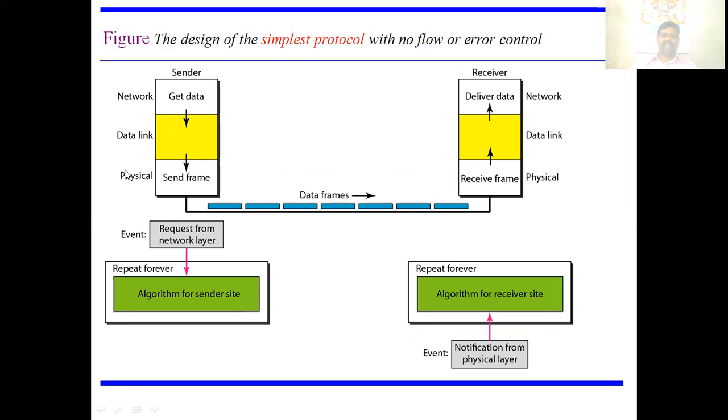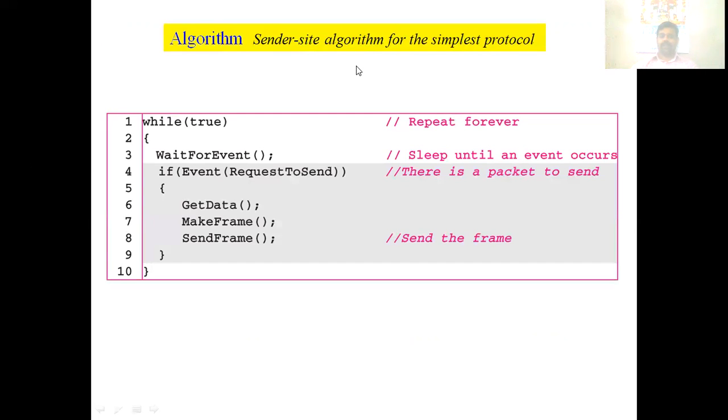So this is the data link layer, this is the physical layer, and this is the network layer. On the sender side, the data is obtained from the network layer and given to the physical layer. The sender is sending data to the receiver. Here you do not have any flow and error control. Now the algorithm: there is an algorithm on the sender side as well as on the receiver side, each with an infinite loop.